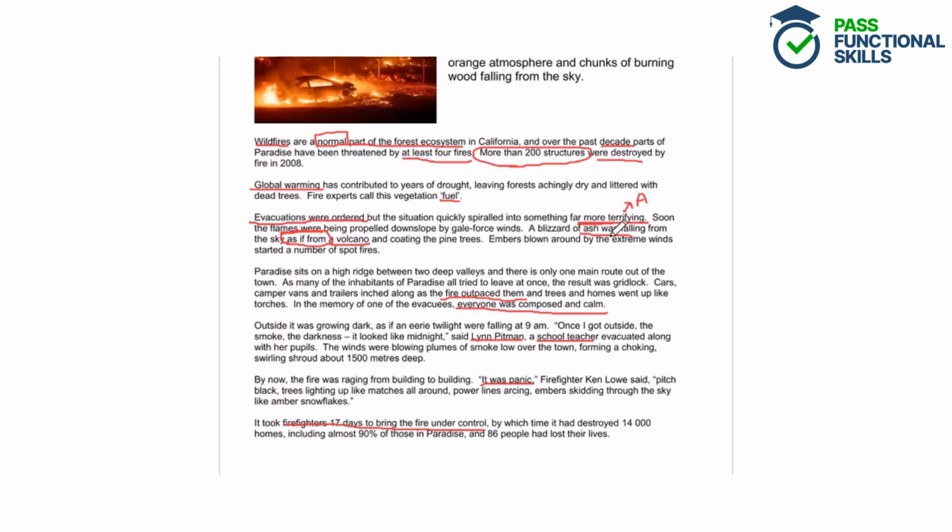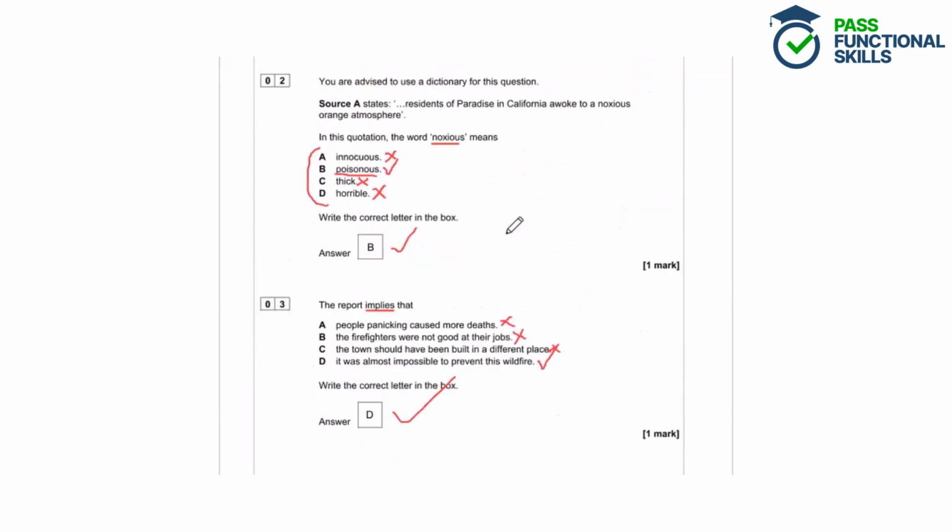Embers blown around by the extreme winds started a number of spot fires. Now that is a fact. And the reason that we know this is because we can't disagree with it. We know that the spot fires have been caused by embers, and there's no opinion in that section there.